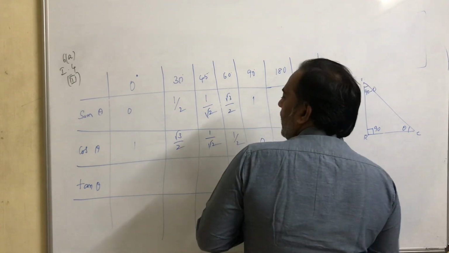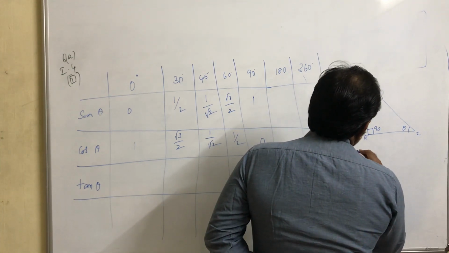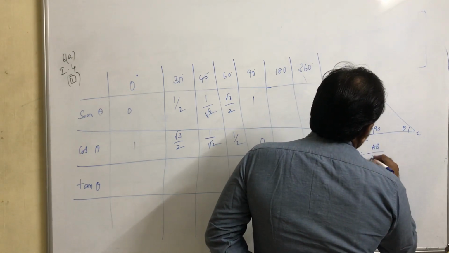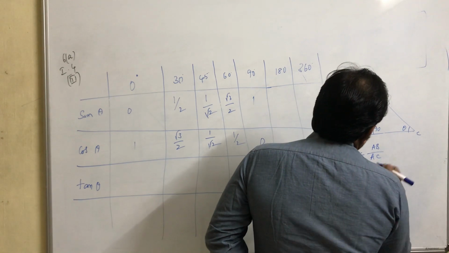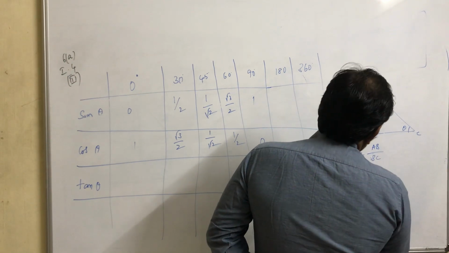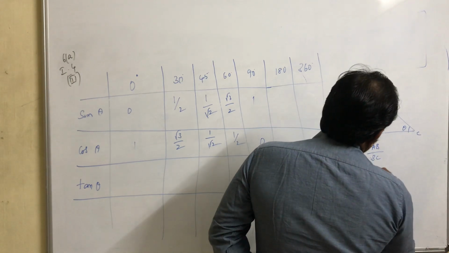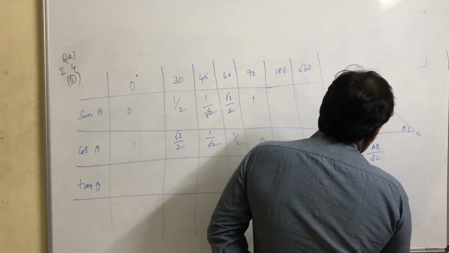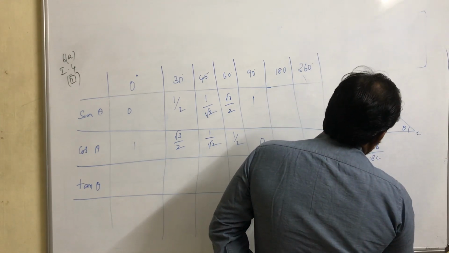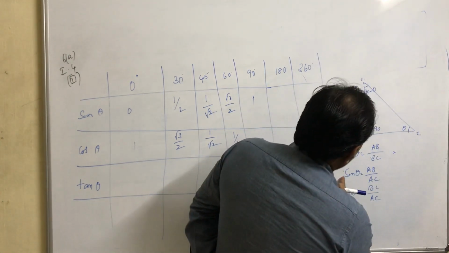Now we have the sine values and cos values. Now what is tan theta? In any triangle, tan theta is the ratio of the opposite side by the adjacent side, AB by BC. We know that sine theta is the opposite side by the hypotenuse, that is AB by AC. And cos theta equals the adjacent side BC divided by AC.